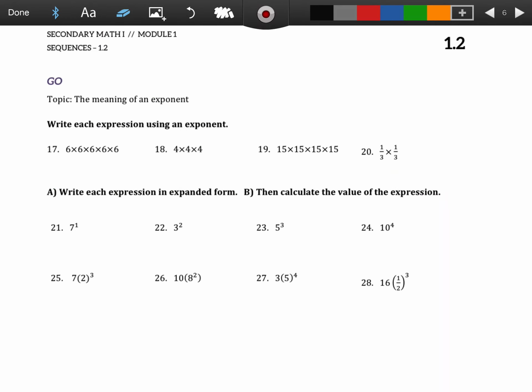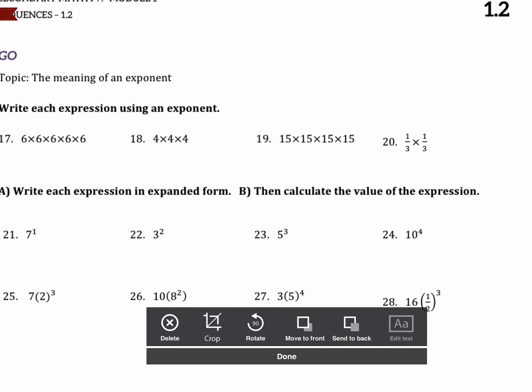And finally, with the go, I think that this is probably less enthralling and interesting in comparison to the other two parts, but still important because as we move forward, we're going to be breaking apart numbers as much as we can and trying to rewrite them as much as we can. So this is helpful. So we're being asked to write each expression using an exponent. It's nothing we can't handle. We got this, trust me.